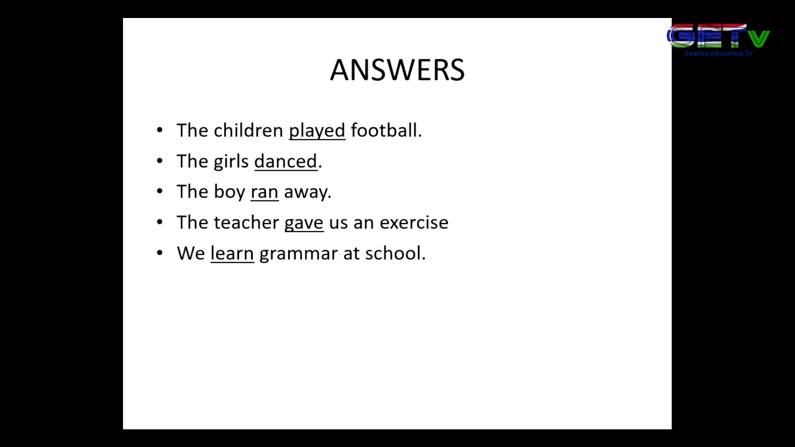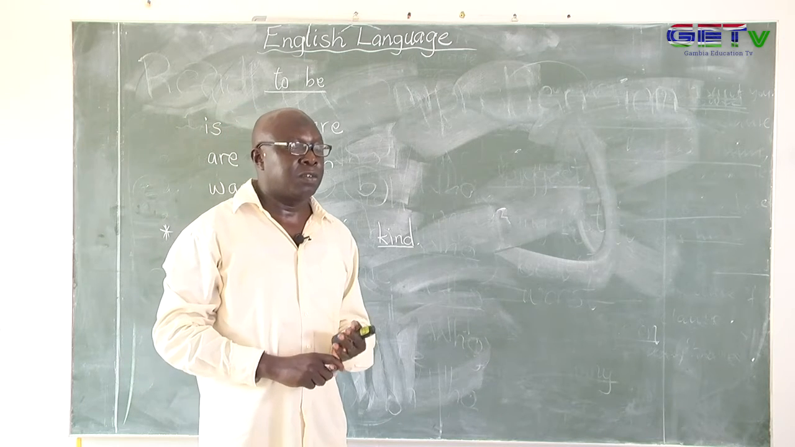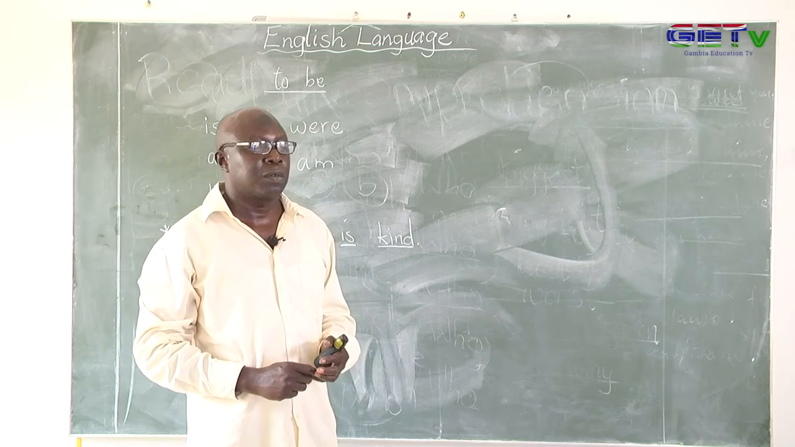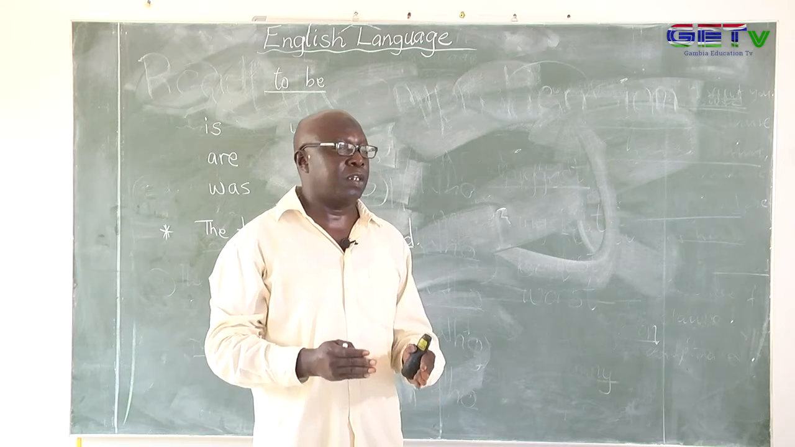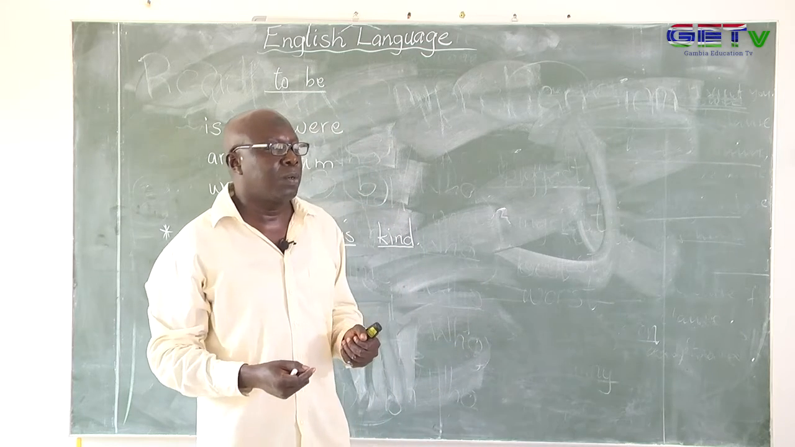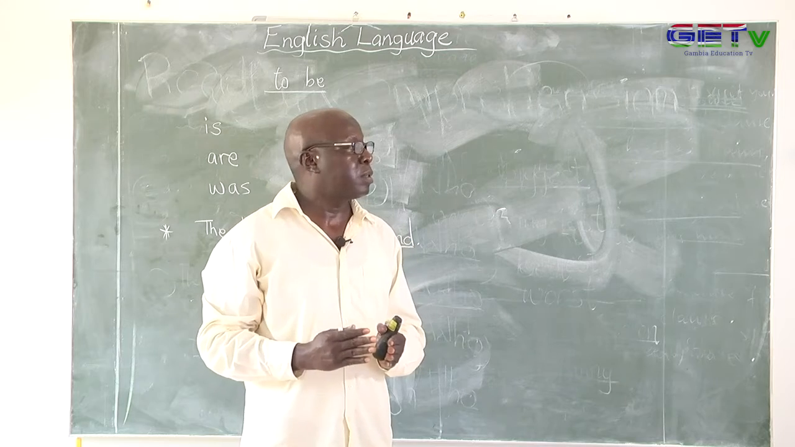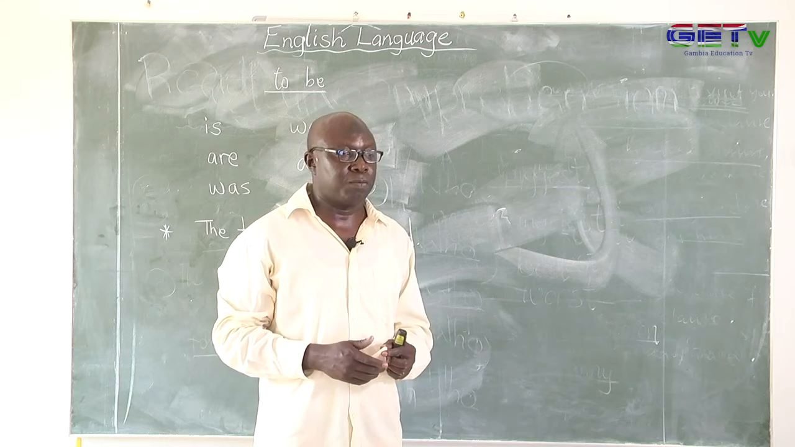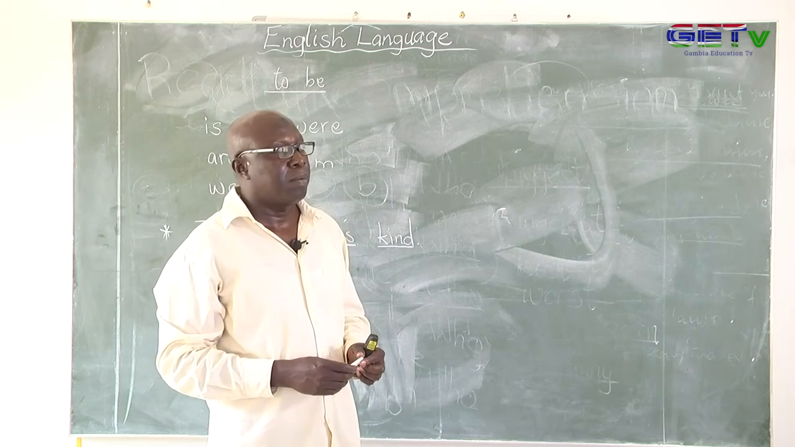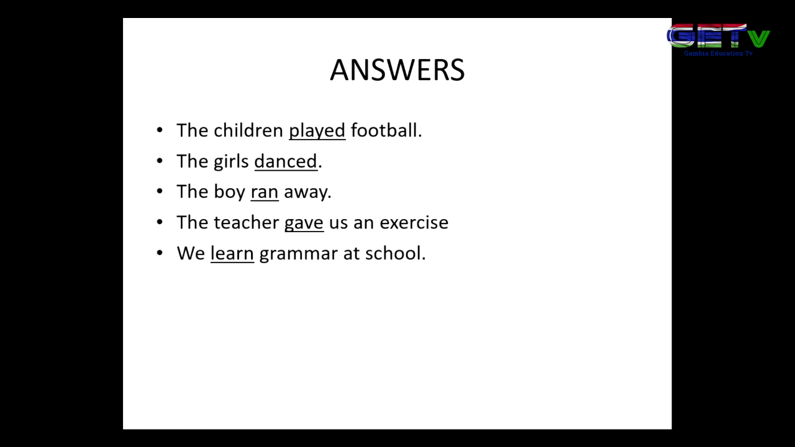Now let us look at these five words that are underlined in these sentences. Are they action words, words that express action, or are they the other group, that is, words that don't do action, but they tell you what people or what things are? Here we have played, danced, ran, gave, and learned. They all express action. They are that category of verbs that express action.